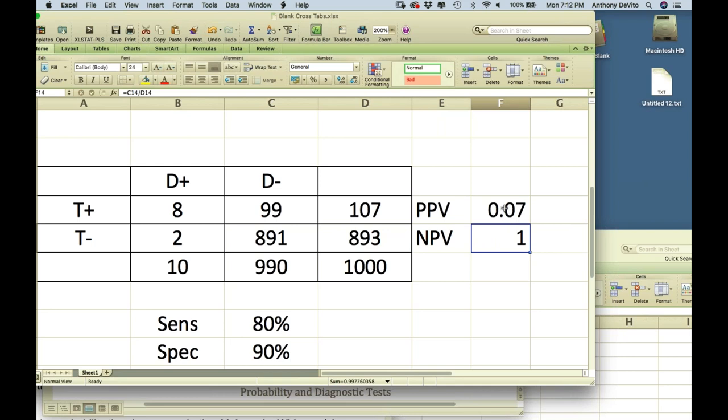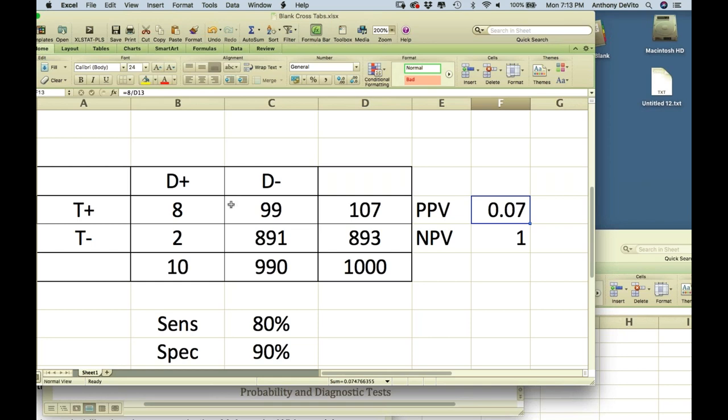So what happened to the positive predictive value? 7%. Most people that test positive, as a matter of fact 93% of the people that tested positive, don't have the disease. The test didn't change. The effectiveness of the test didn't change. Specificity didn't change. The sensitivity didn't change. What's the only thing that changed? The prevalence of the disease in the population. Why did this happen? What made this occur?